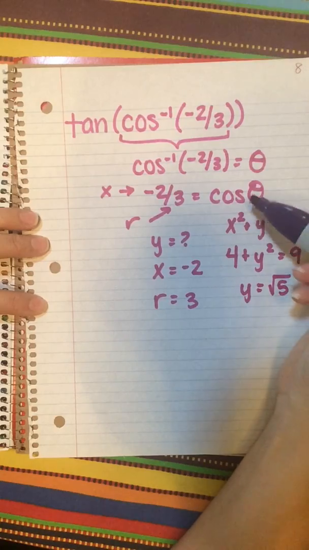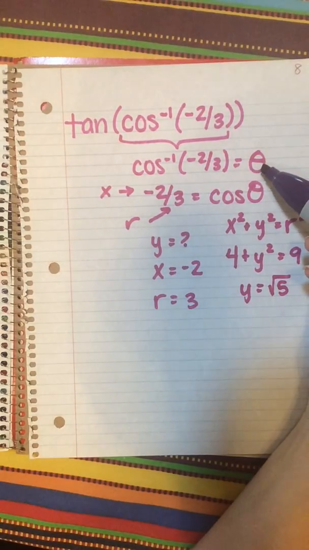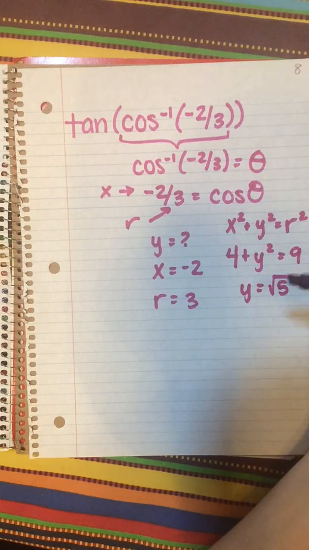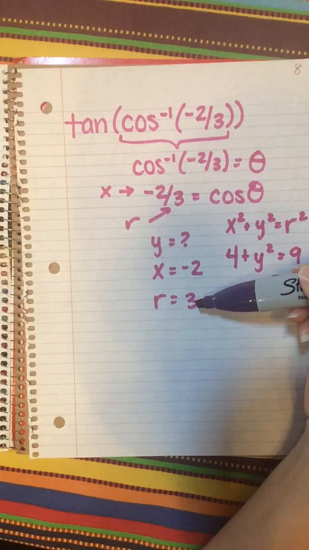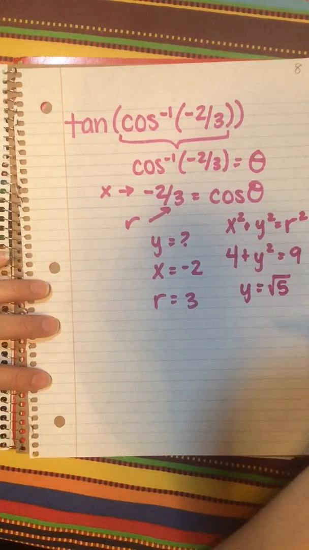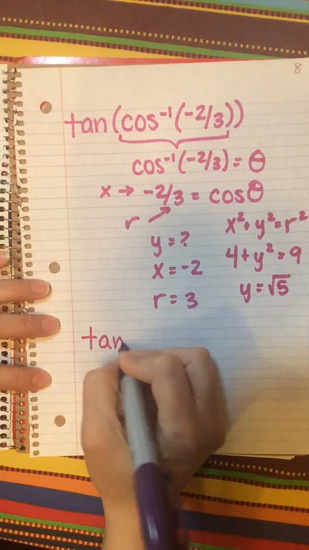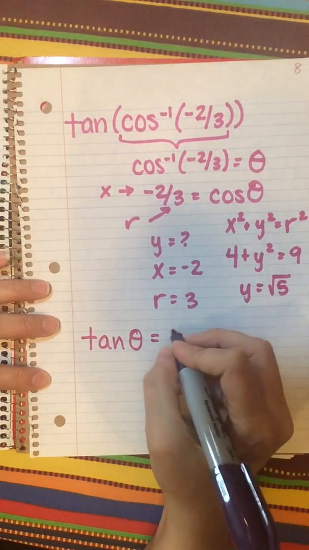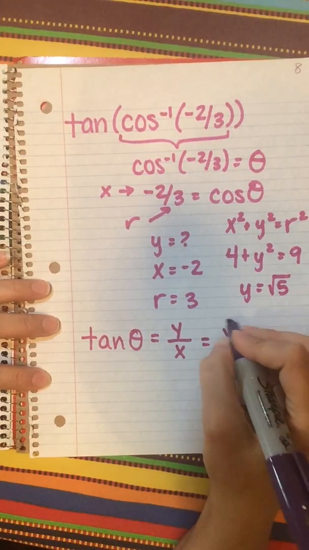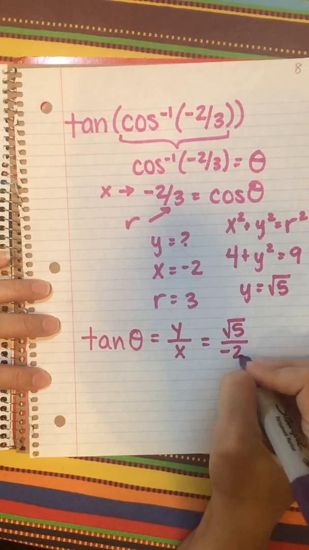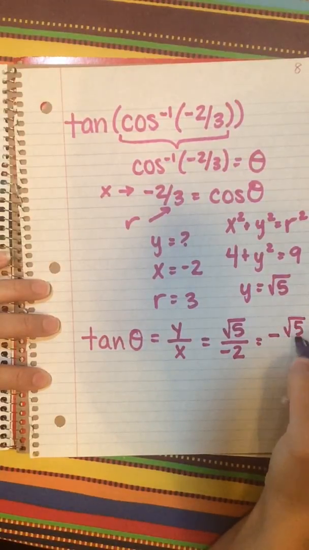So it doesn't matter what theta is. I know that whatever theta equals, it corresponds to a y value of square root of 5, an x value of -2, and an r value of 3. And if you know those values, you can find any of the trig functions. The one we specifically want is tangent of this theta, and we know that tangent is defined to be y over x, so our answer is the square root of 5 over -2. Or if you like, negative square root of 5 over 2.